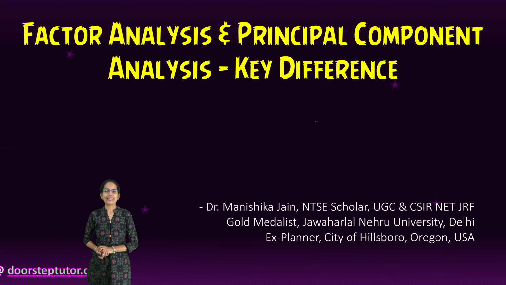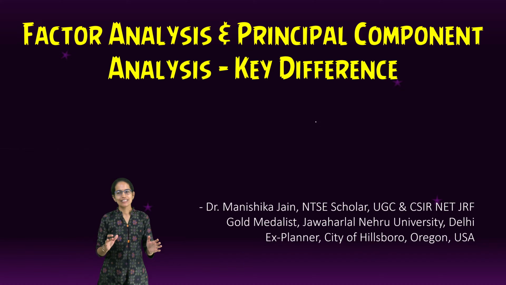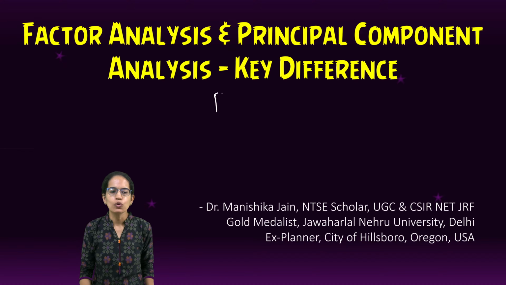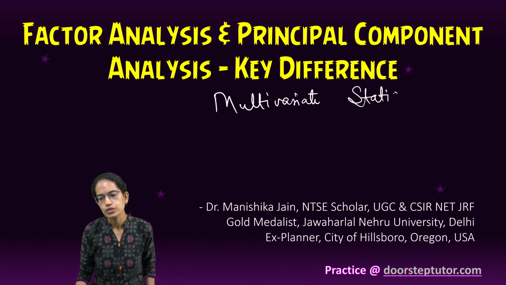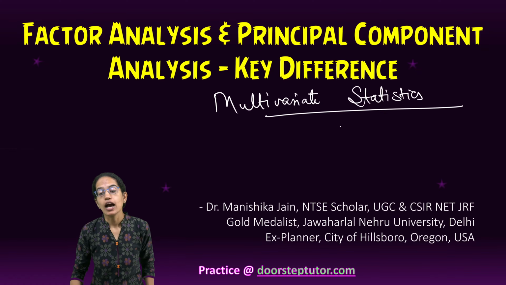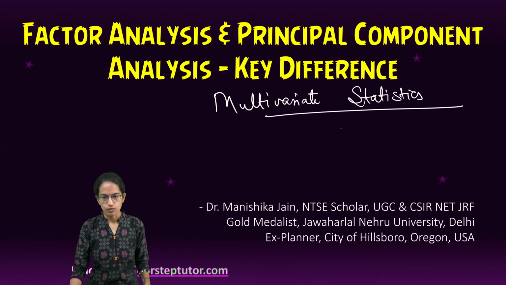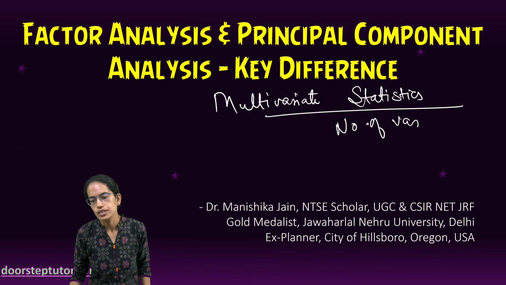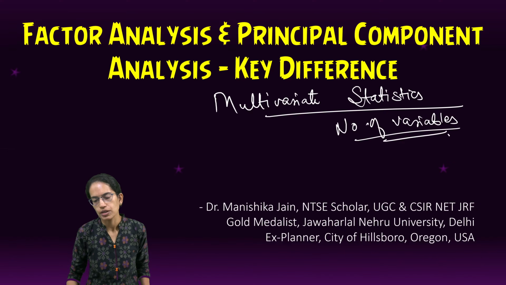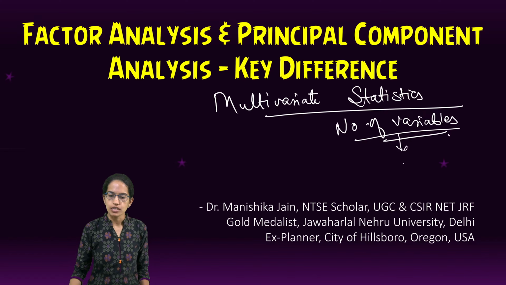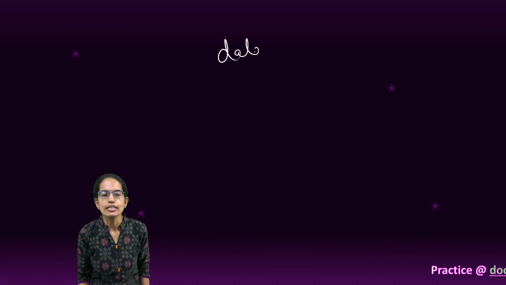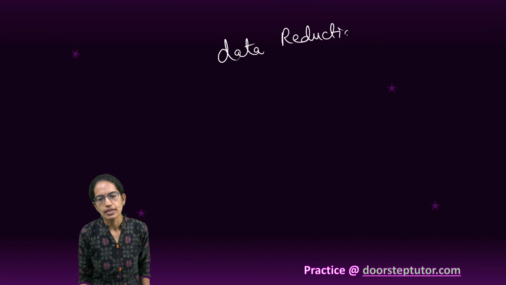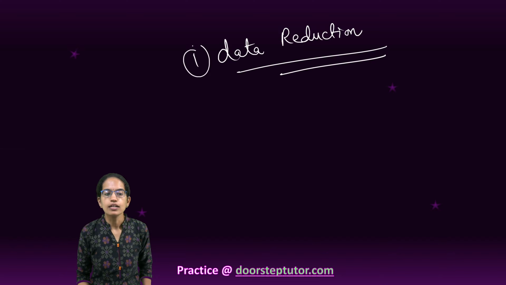Let's have a quick understanding about the difference in factor analysis and principal component analysis. As we know, both of them are techniques of multivariate statistics. What does that mean? That means that there are numerous data involved, and the number of variables involved is extremely high, and as a result what we need to do is to reduce the number of variables, and therefore this technique is also known as the data reduction technique. So one common thing in both of them is that we are reducing the data.